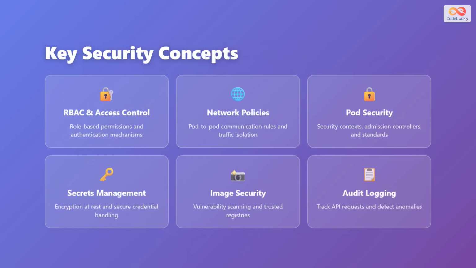Let's explore the key security concepts you'll need to master for the CKS exam. RBAC and access control involve role-based permissions and authentication mechanisms that control who can access what in your cluster. Network policies define pod-to-pod communication rules and traffic isolation. Pod security encompasses security contexts, admission controllers, and security standards that protect your workloads. Secrets management covers encryption at rest and secure credential handling. Image security involves vulnerability scanning and using trusted container registries. Finally, audit logging helps you track API requests and detect anomalies in your cluster.